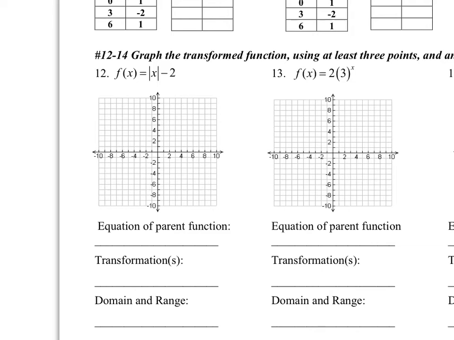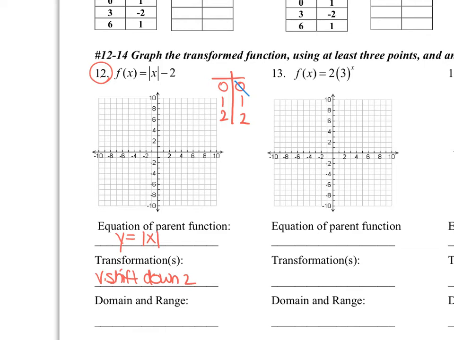Starting with number 12 here. Number 12 is an absolute value function. We know our parent graph of absolute value is 0, 1, 2, 0, 1, 2. And our equation of our parent graph is y equals absolute value of x. Our transformation is a vertical shift down 2. And so what we're going to do to show that vertical shift down 2, we're going to subtract 2.